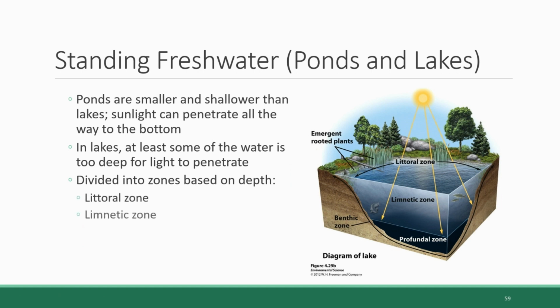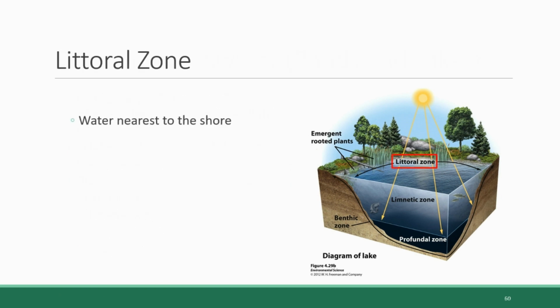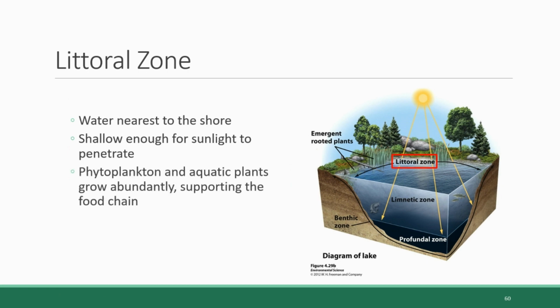Lakes are divided up into the littoral zone, the limnetic zone, the profundal zone, and the benthic zone. In the littoral zone, which you may have realized shares its name with a similarly positioned zone in the ocean, we're talking about the water that's nearest to the shore. So this means that the water is shallow enough for sunlight to penetrate, which supports the growth of producers like phytoplankton and aquatic plants. And those producers support a robust food chain of consumers that depend on them. So as you can imagine, this is a space that has a high level of biodiversity.